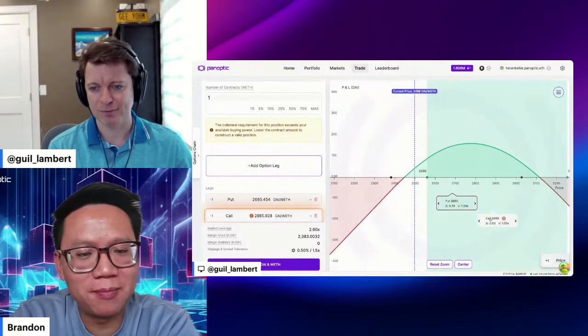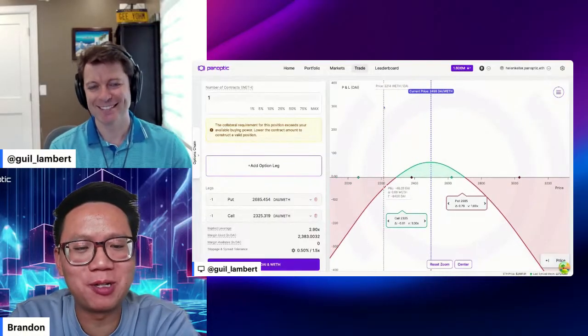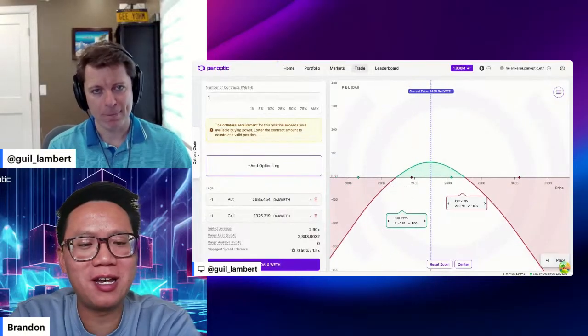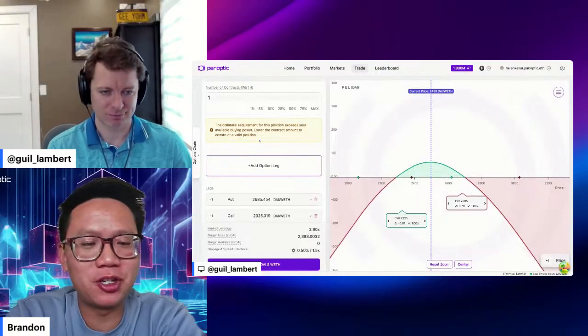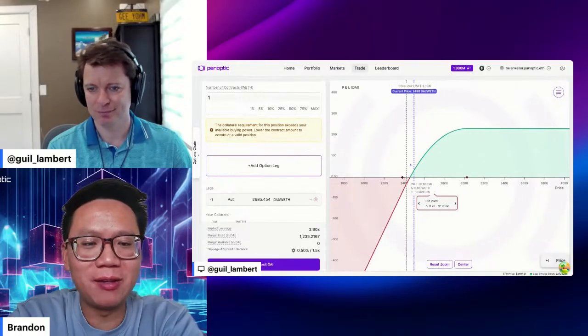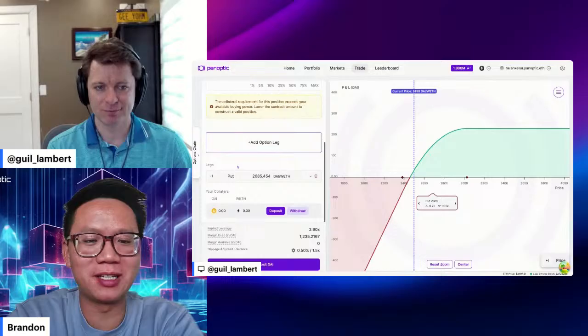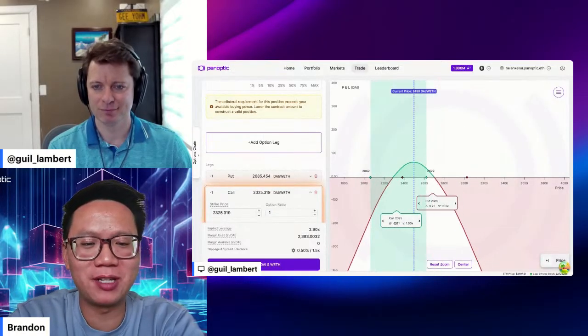I want to clarify another detail here. We have the words put and call here, which are probably new to a lot of LPs. The word put here is just because the payoff of an LP position just happens to look like selling a put. And the word call is because when you have a bearish LP position, it just happens to look like selling a call.